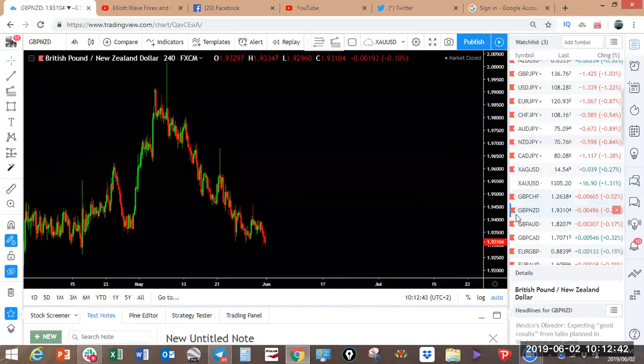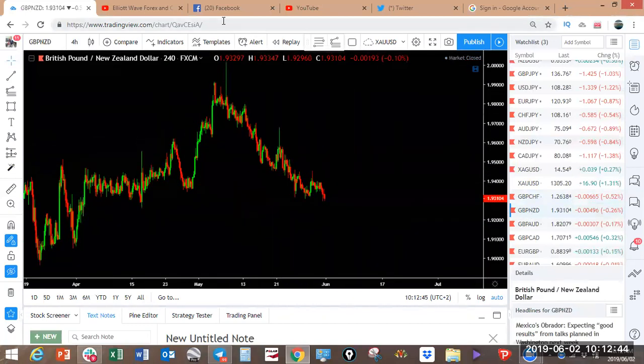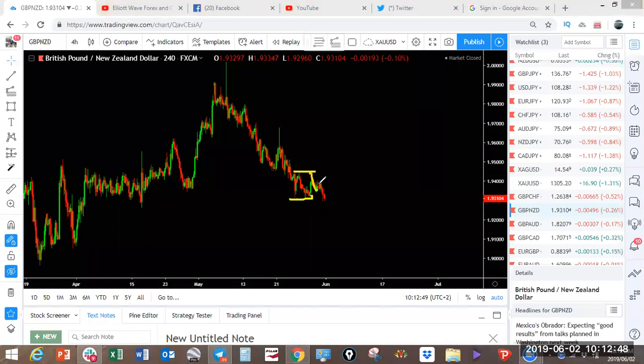Pound New Zealand, one of the trades of the week. You actually have a corrective structure here. You should have had an entry here. Now you've got this pulsing move. Confirmation will be a correction below this structure. If you get a correction below this structure, this is your structure here.